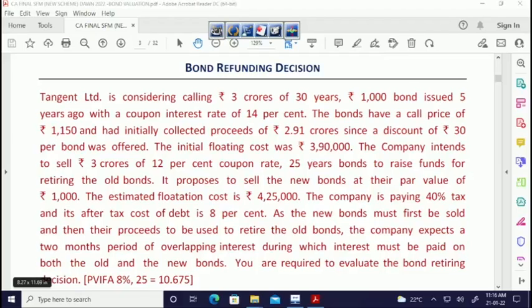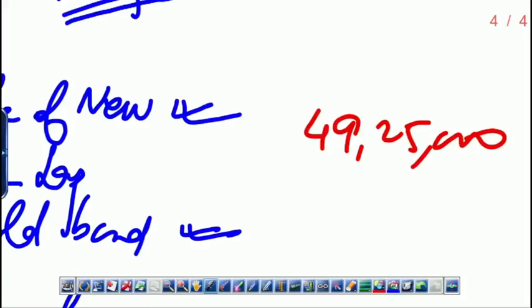As the new bond must first be sold and then the proceeds used to retire the old bond, the company expects a 2-month period of overlapping interest during which interest has to be paid on old and new bond both. So let's calculate the overlapping interest on the old bond: 14% of 3 crores into 0.6 into 2 by 12.